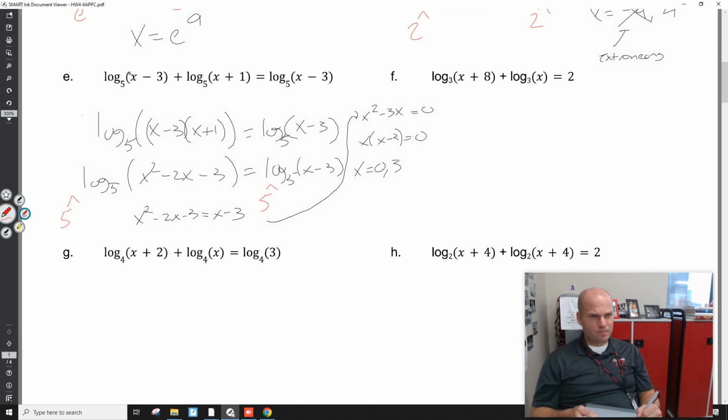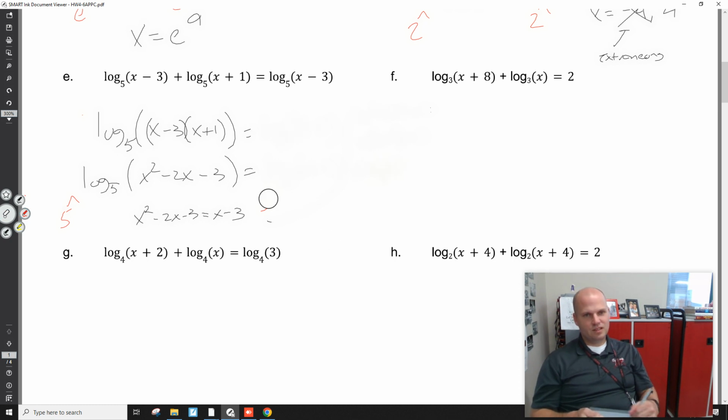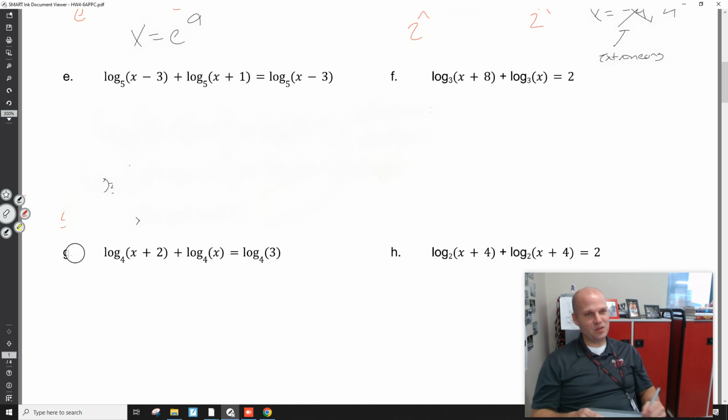Guess what? Both of these don't work. What? Yeah, both of these are extraneous. This is kind of like a fake out problem, a poorly designed problem that we'll have to change in the future. Why? I'll show you. I didn't even notice it. So we got to change B, we got to change E.